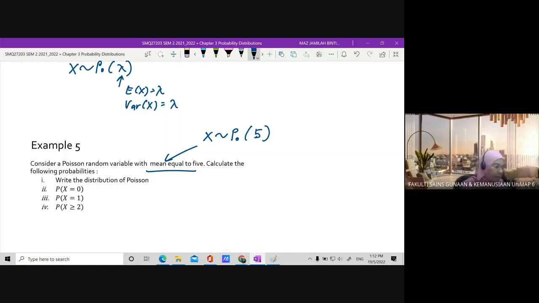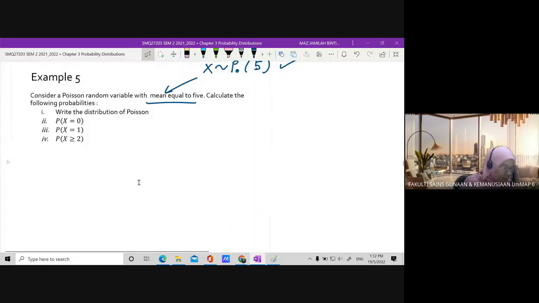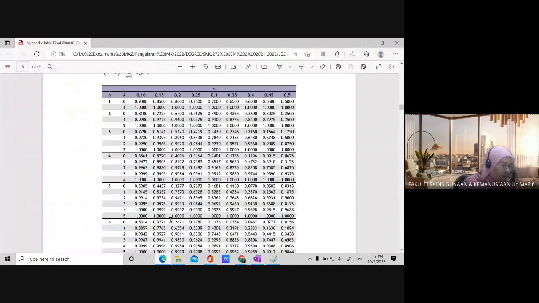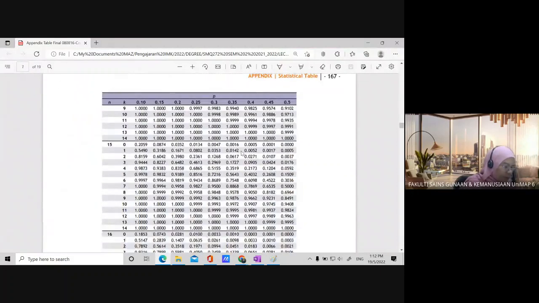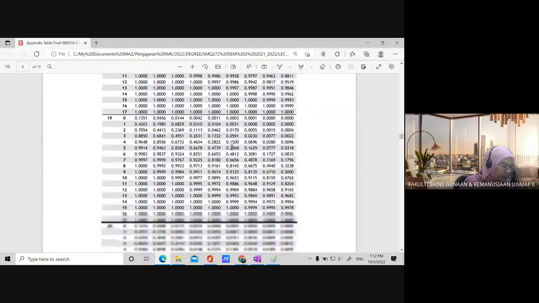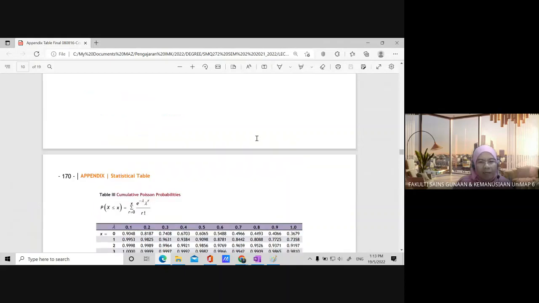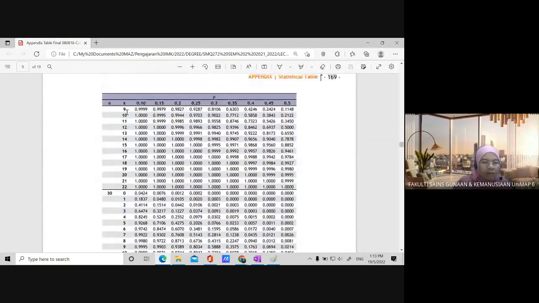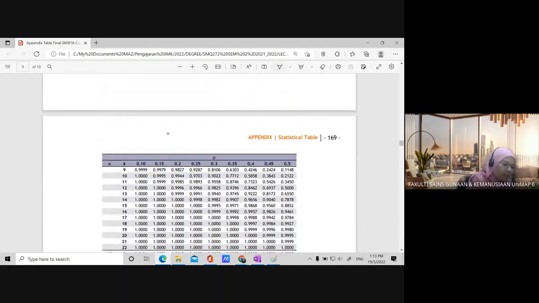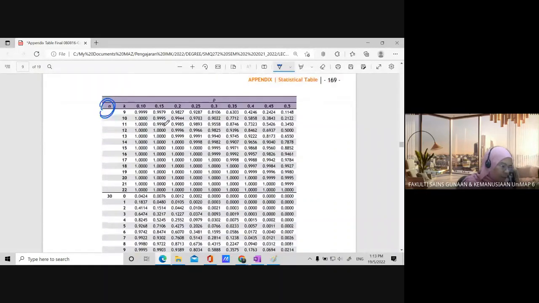Okay, now write down the Poisson. This is the Poisson distribution. Find P(X = 0). Oh my goodness, I forgot to put the Poisson table. Let me find the Poisson table. Okay, so this is a Poisson table. Similar to what you have in binomial, but since in binomial you have the number of trials over here and the probability of success, this is the number of trials and the probability of success.